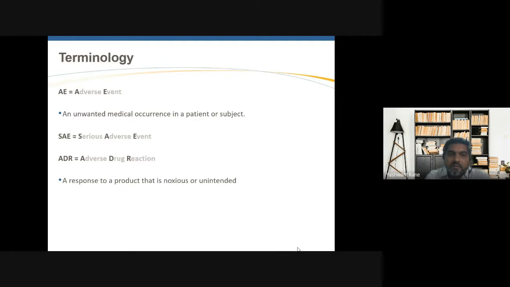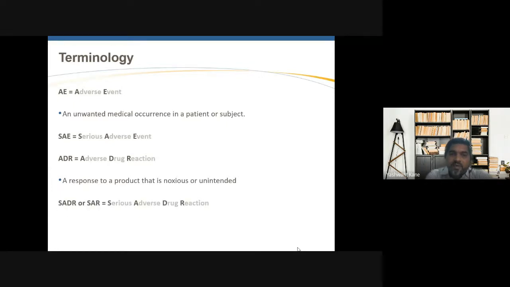Adverse drug reaction: if you see the definition, it is a response to the product that is noxious or unintended. So it is due to the product, whereas in the adverse event it is not clearly stated whether it is due to the product or not. That's the difference between an adverse event and an adverse drug reaction. The adverse drug reaction is definitely due to the product.